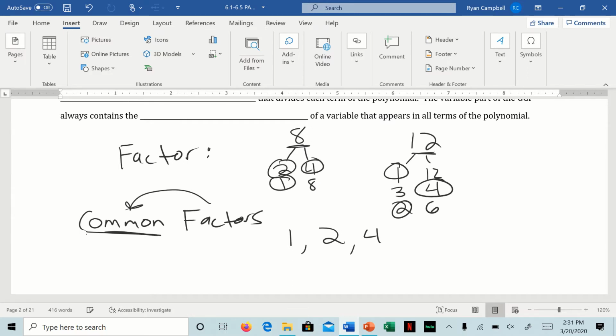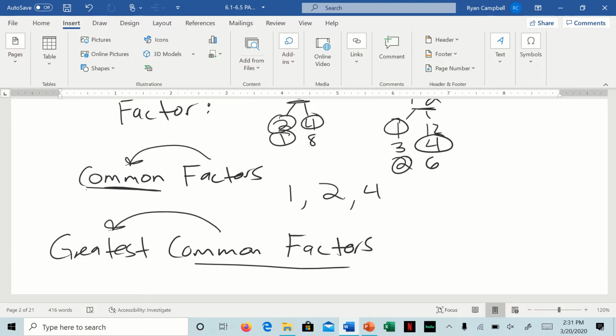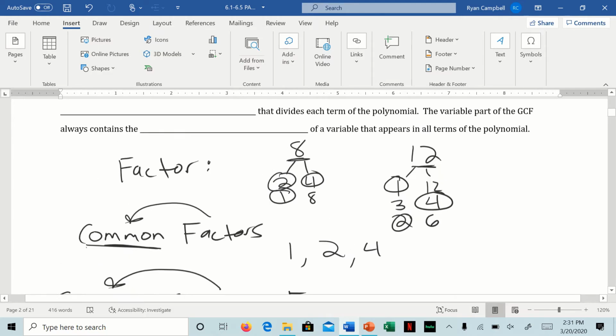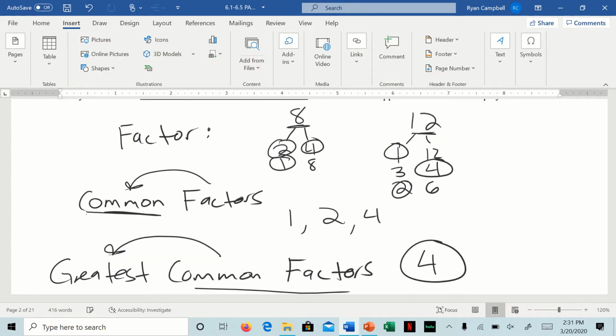The greatest common factor, I'm sure you can pretty much guess what this is. It's the common factor that is the greatest. So the greatest common factor between 8 and 12 is just going to be 4. That's the biggest number, the greatest of all of the common factors.